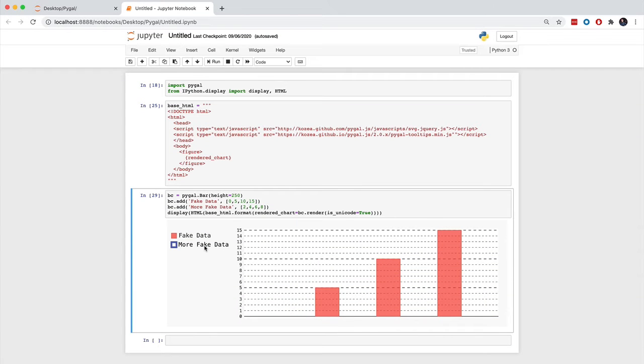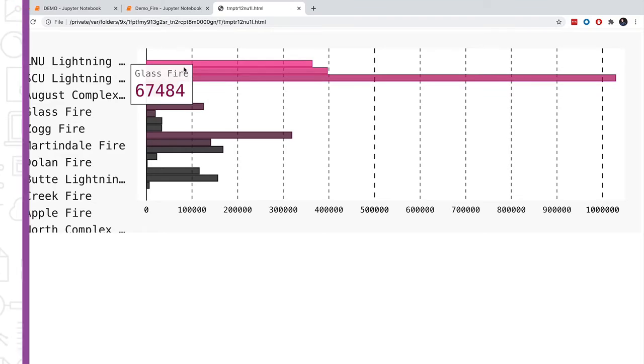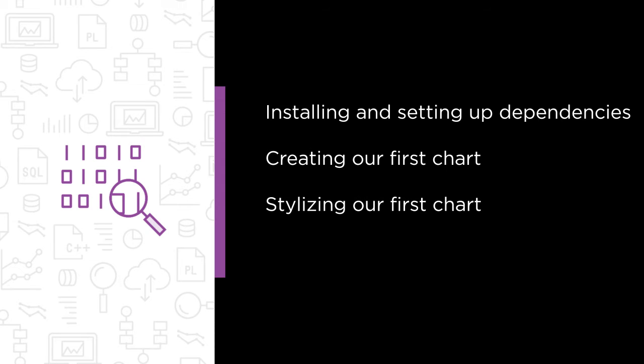In this quick course, we are going to be creating a complex interactive data visualization for further analysis. Some of the major topics that we will cover include installing and setting up dependencies, creating our first chart, stylizing our first chart, and rendering out our chart.